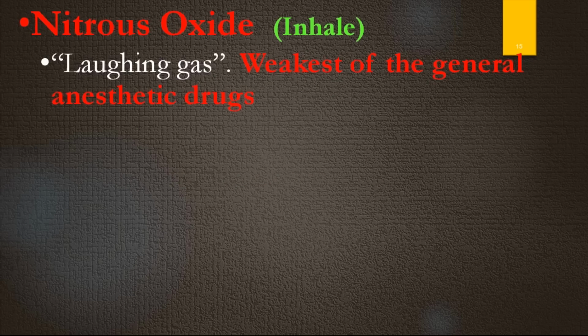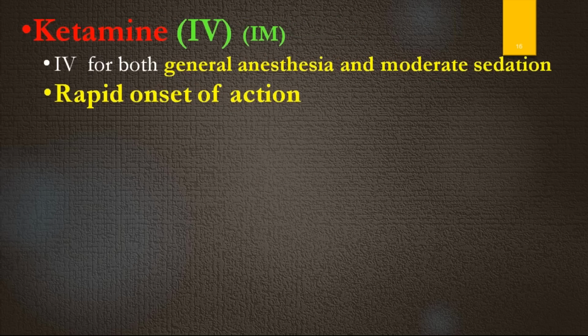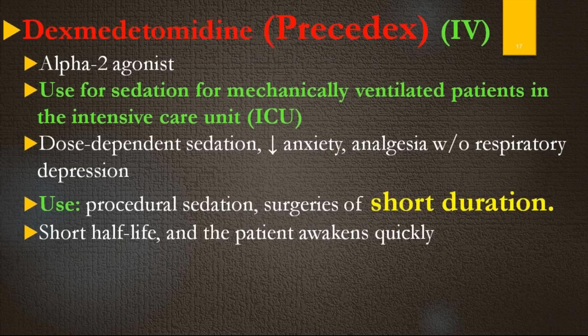Nitrous oxide is the laughing gas, is the weakest of all the anesthetics. Ketamine is used as IV or IM and is a rapid onset action. They have fewer side effects and the patient recovers very fast, probably 1 hour or 2 hours after receiving the ketamine, and it can lead into general anesthesia and moderate sedation. So moderate sedation in minor, low doses, and higher doses, general anesthesia.